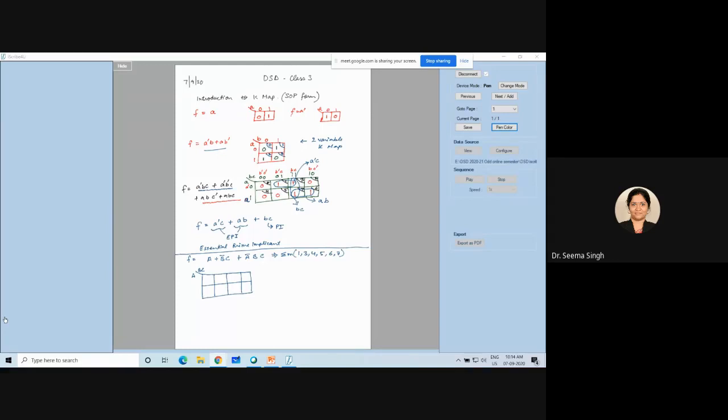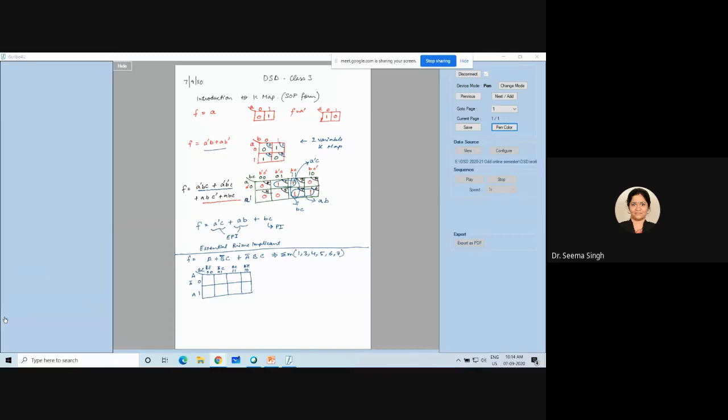Just for simplicity, I am writing both types of complement. This is one type of complement, and the dash is also one type of complement. So I will write a 0 and a 1 here. This is for A bar, this is for A, right? Then here 0, 0, 0, 1, 1, 1, 1, 0. Then B bar, C bar, B bar, C, BC and BC bar, right?